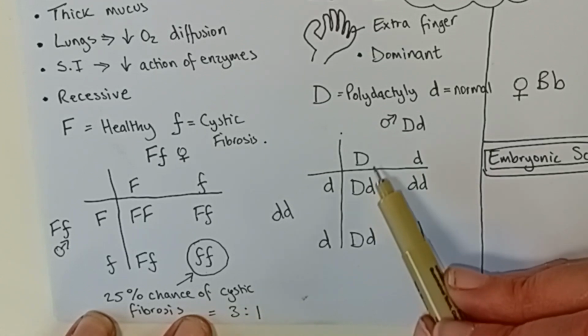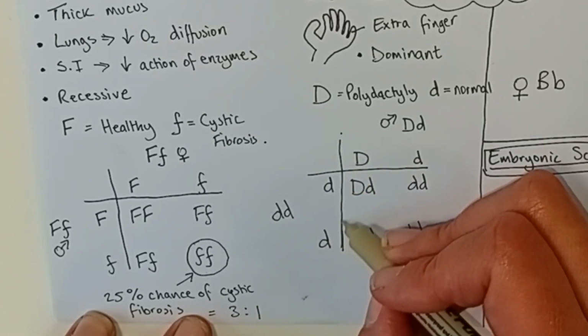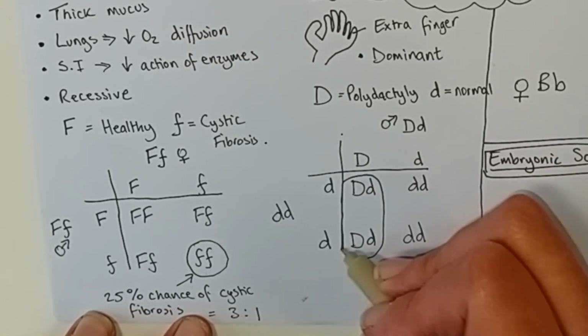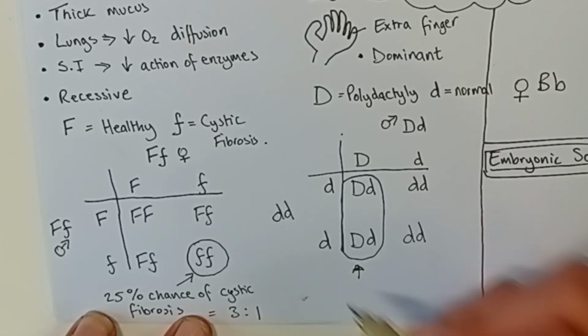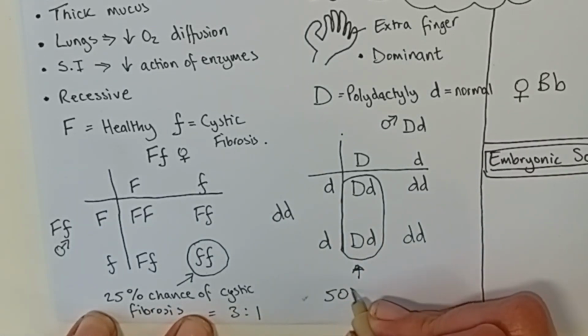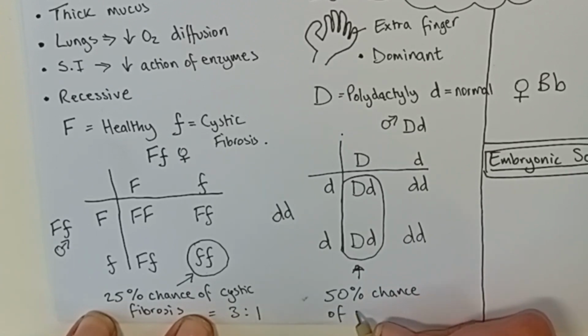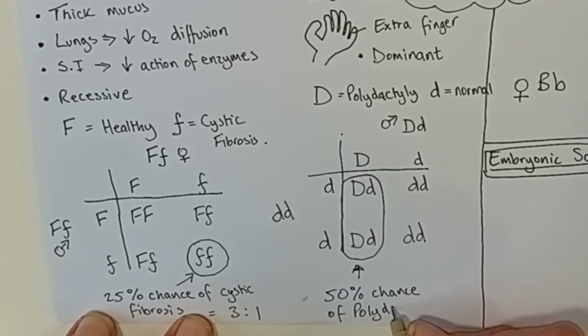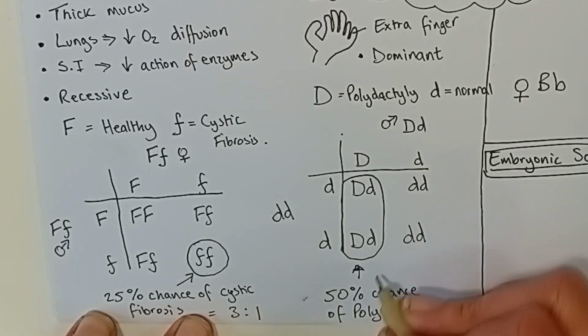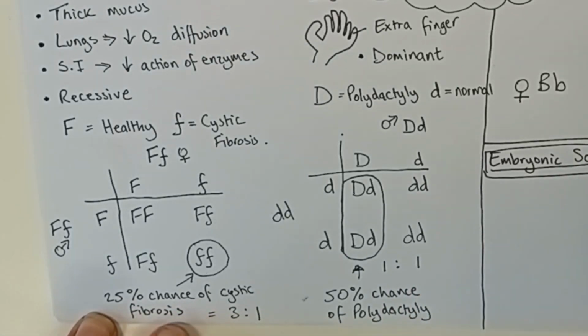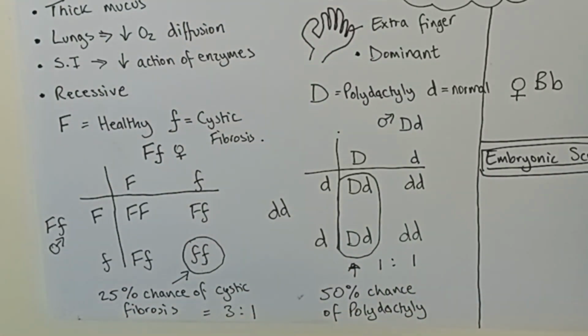So in this case, where only the father had polydactyly, there is a 50% chance of any children he has having extra fingers or polydactyly. And again, if we were doing that in a ratio, it would be 1 to 1 because they're even amounts.